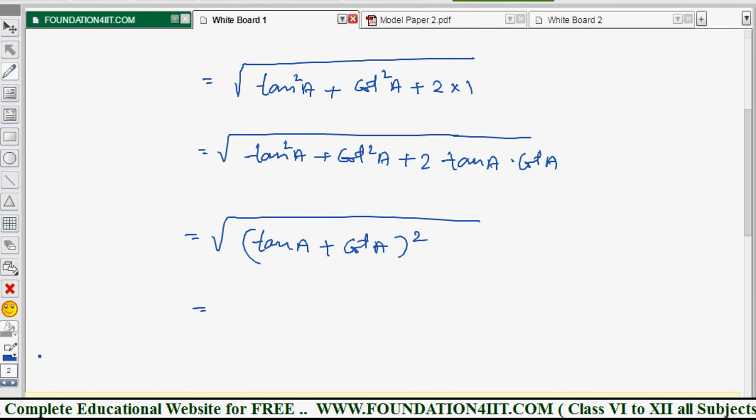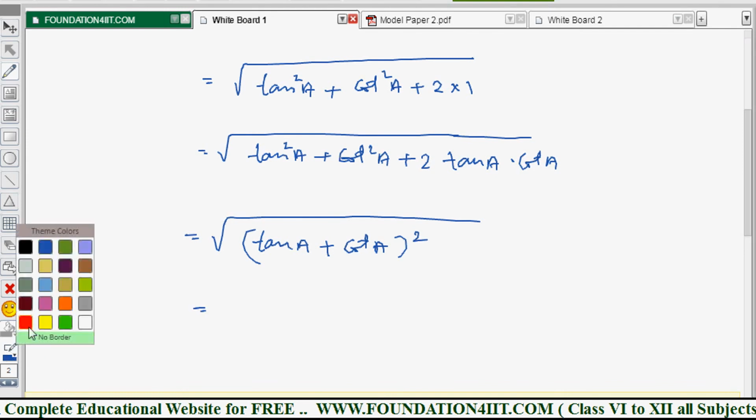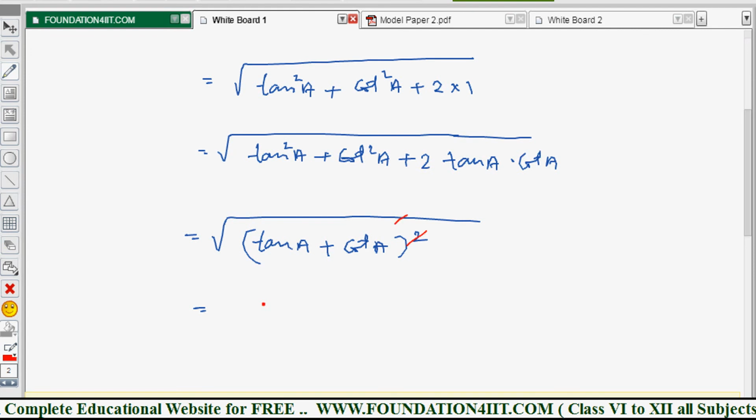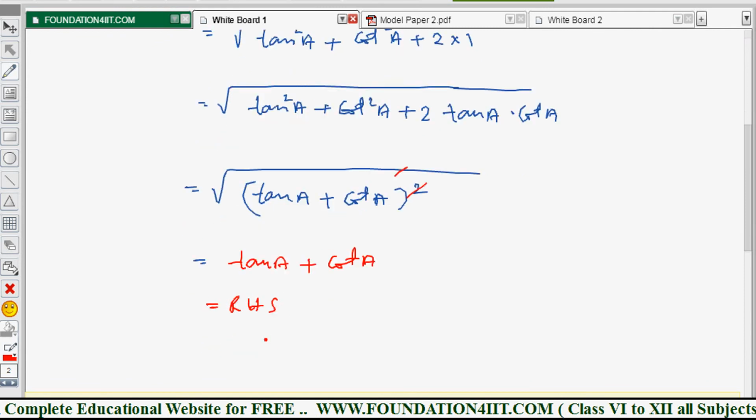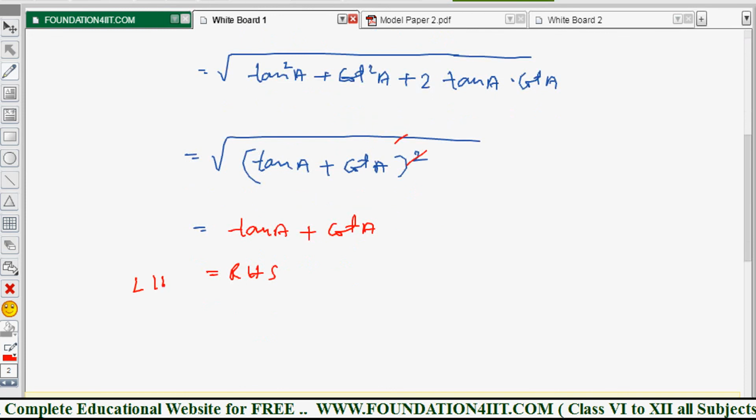So you can cancel square and root. Square root you can cancel. Then remaining is tan A plus cot A. So that is equal to RHS. Okay, we have taken LHS. Therefore, LHS is equal to RHS. Hence, proved. Just you will apply the trigonometric formulas.